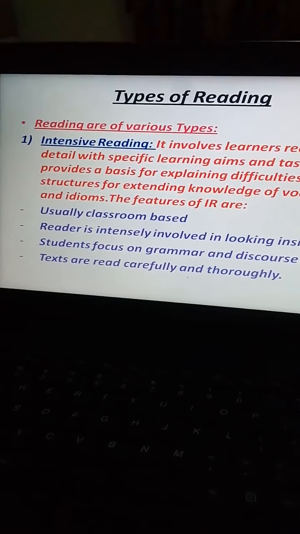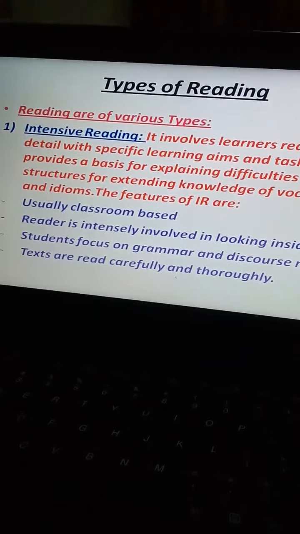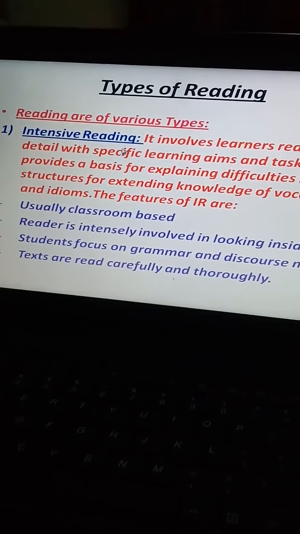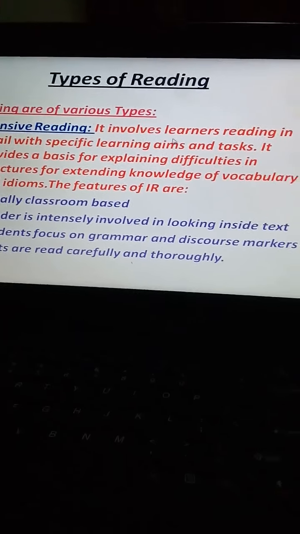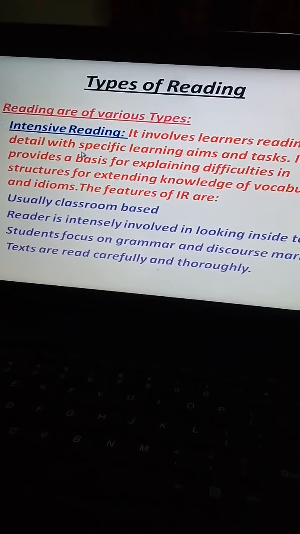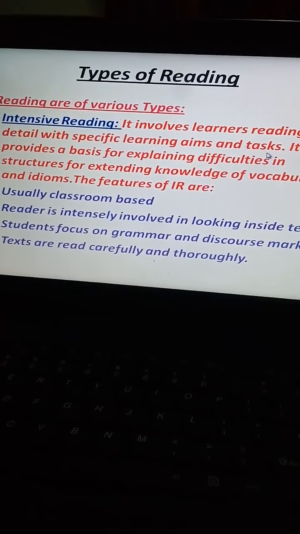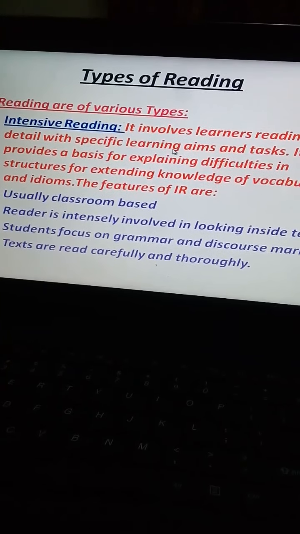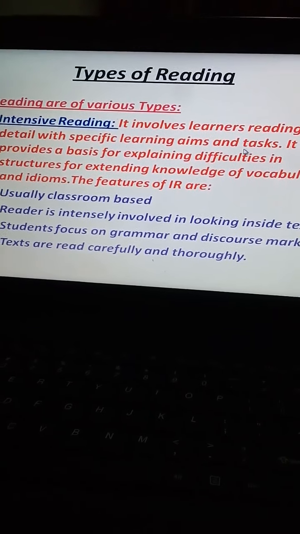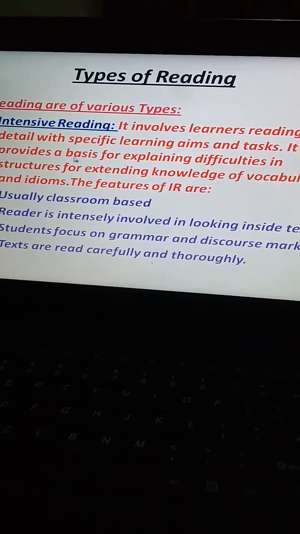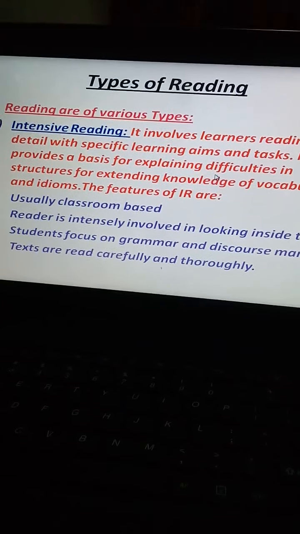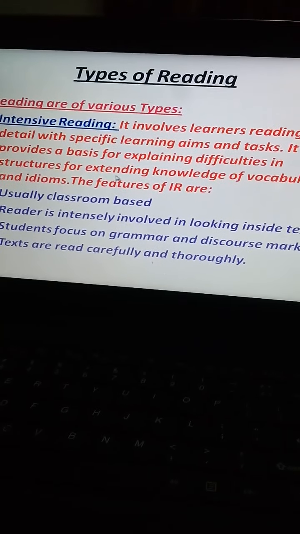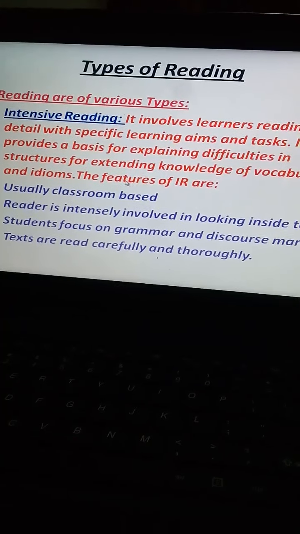Now I'm going to talk about the types of reading. The first one is intensive reading. Intensive reading involves learners reading in detail with specific learning aims and tasks. So, in this stage, learners must have specific learning aims with tasks, and it provides a basis for explaining difficulties in structures, for extending knowledge of vocabulary and idioms.